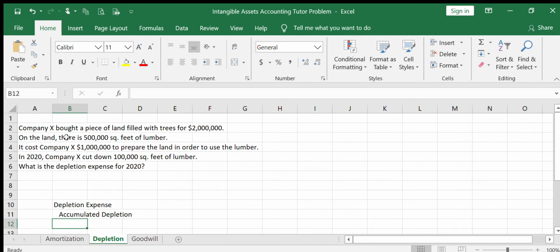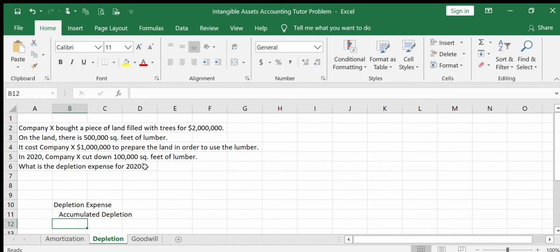So in this problem, we're going to start with Company X bought a piece of land filled with trees for $2 million. On the land, there is 500,000 square feet of lumber. It cost Company X $1 million to prepare the land in order to use the lumber. In 2020, Company X cut down 100,000 square feet of lumber. What is the depletion expense for 2020? So, a lot there.